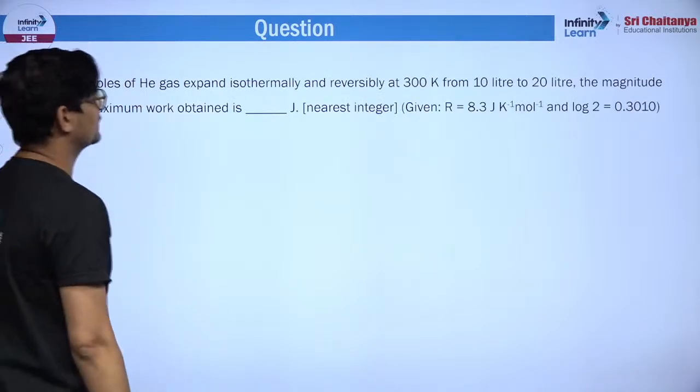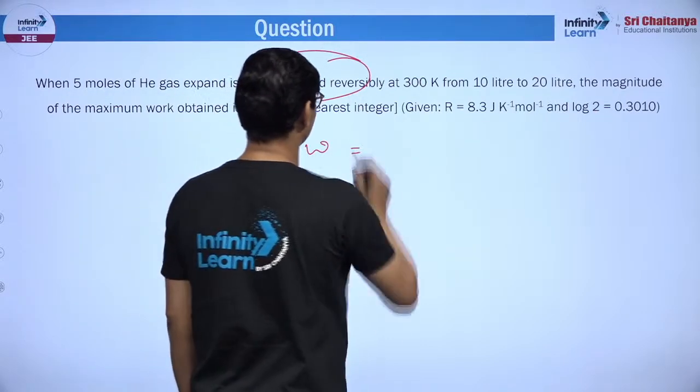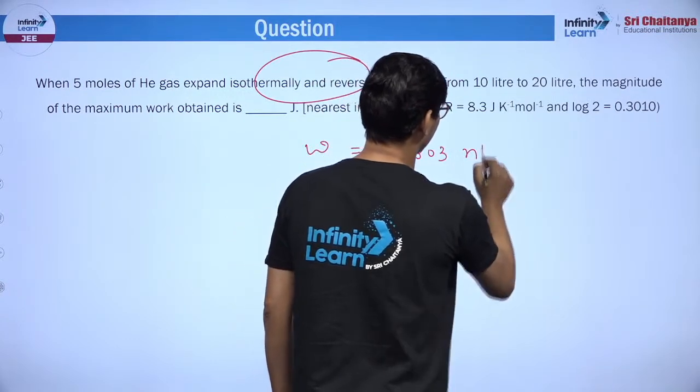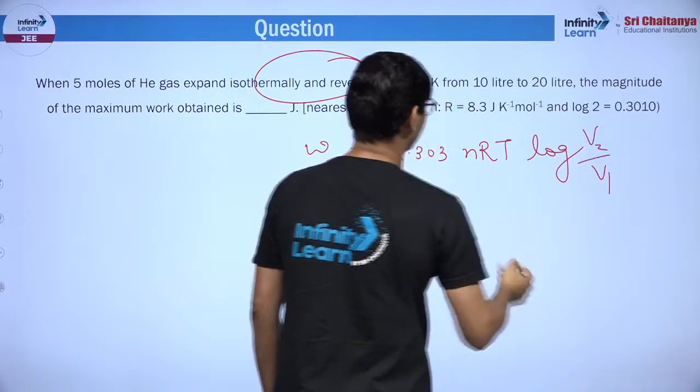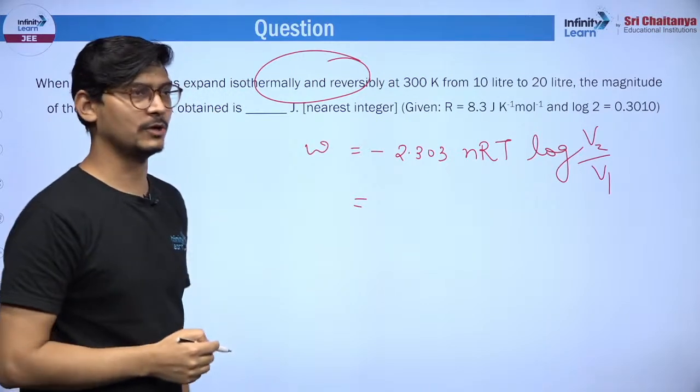5 moles of helium gas expands isothermally and reversibly. What is the formula for the work done, guys? For isothermal reversible expansion or compression, it is minus 2.303 nRT log V2 by V1. So simply substitute the values. It's a very easy question. This is a very common question in thermodynamics, right?